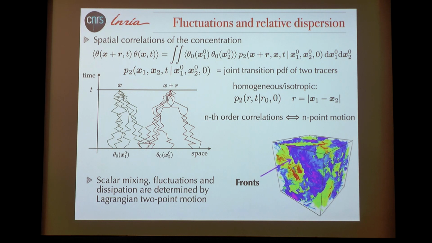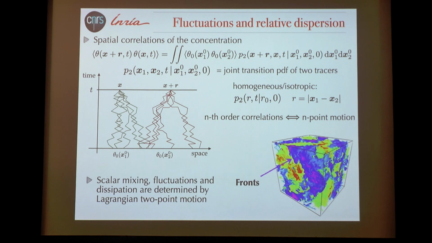And now, if we assume that we are homogeneous and isotropic, I will not talk about the full vectorial transition probability, but just the probability that I have two particles at a distance r at time t, knowing that initially they were at a distance r0. Okay, so it will simplify a lot the otherwise, how is it, 6 times 2? So it's a 12-dimensional function.